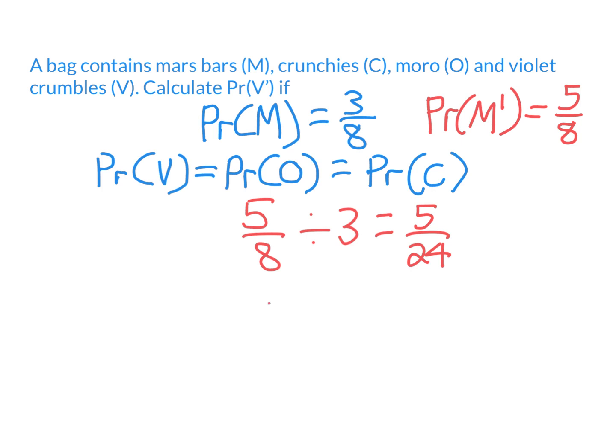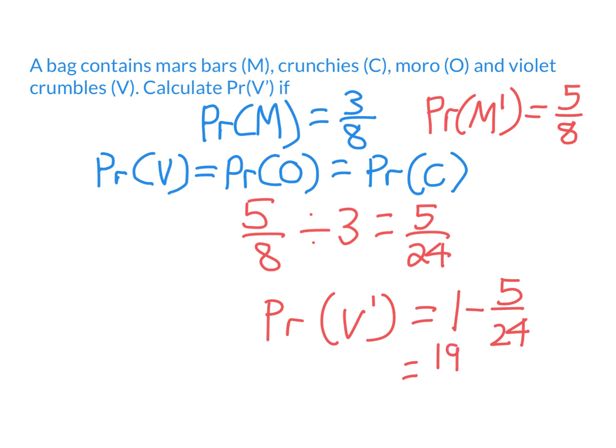So that means that the probability that I do not pick a Violet Crumble, the probability I pick something other than a Violet Crumble, is just 1 minus 5/24. If I know the probability something happens, the probability it doesn't happen is just 1 minus the probability it does. And 1 minus 5/24 is just 19/24.